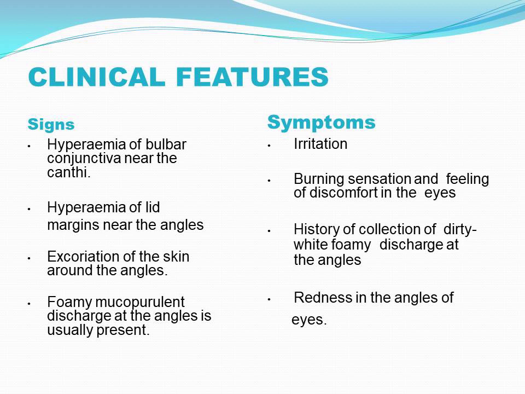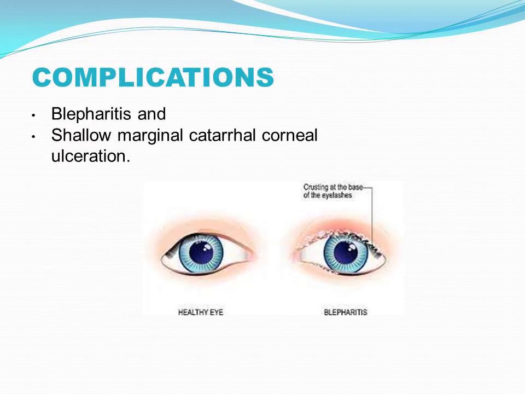Patient complains of irritation, burning sensation, and feeling of discomfort. History of collection of dirty white foamy discharge at the angles and redness in the angles of the eye. Signs are hyperemia of bulbar conjunctiva near the canthi, hyperemia of lid margins near the angles, excoriation of the skin around the angles, and foamy mucopurulent discharge at the angles. If it is not treated, it can cause blepharitis or shallow marginal focal ulceration.